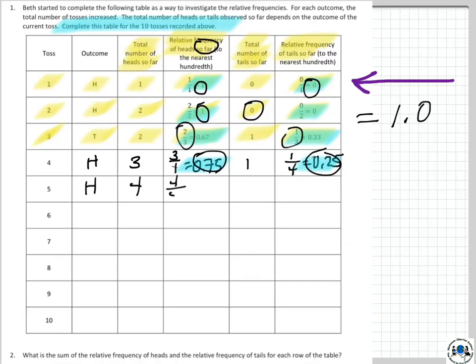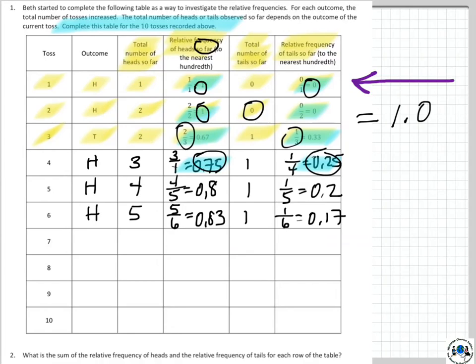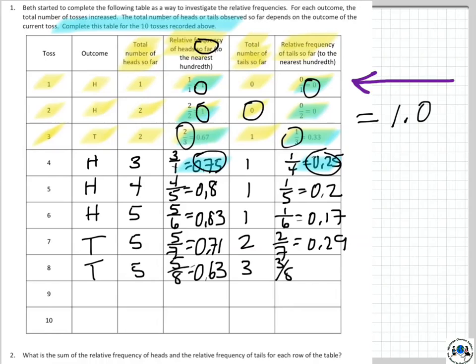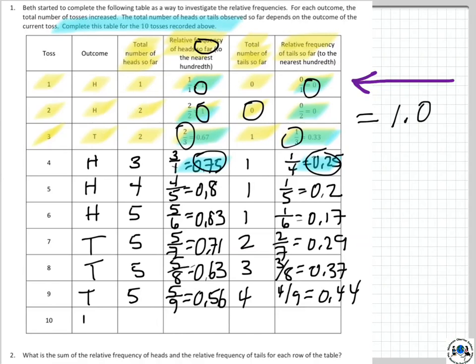Let's just continue. Another heads brings that up to 0.8, and then tails down to 0.2. Another heads, wow, so you can see as you're throwing the heads, the relative frequency is going up, okay, and you can see that tails is going down. And now a tails came on board, and you can see it change again. And then we have tails again, and it's going to change it even more. So you can see how these are getting more and more even. Another tails is going to get them nearly even, and then actually another heads kind of pulls them away.